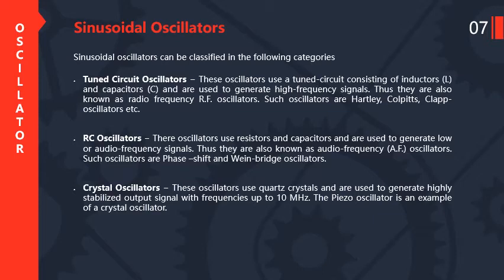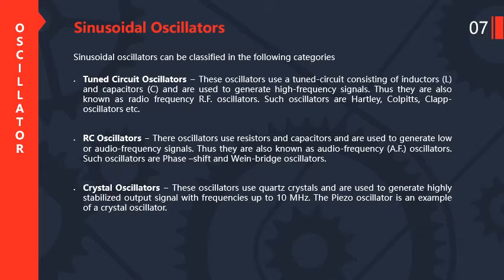These oscillators use a tuned circuit consisting of inductor L and capacitor C, and are used to generate high frequency signals. Thus, they are also known as radio frequency or RF oscillators. Such oscillators are Hartley, Colpitts and Clapp's oscillator, etc.